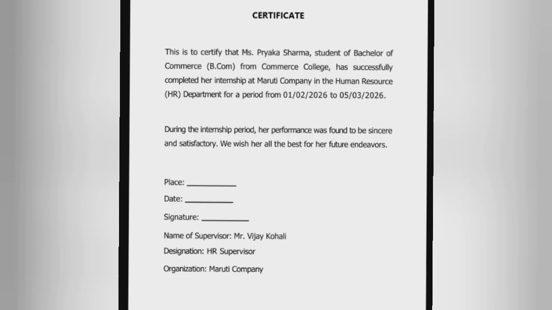After the declaration we have the certificate page. This certificate is given by the company or supervisor, to confirm that you have successfully completed your internship. In this page you must include your name, your course, company name, department name, internship duration, supervisor name and also the supervisor designation. Okay, for example, if your supervisor is an HR supervisor, you must clearly mention that. This page must be signed by the supervisor.